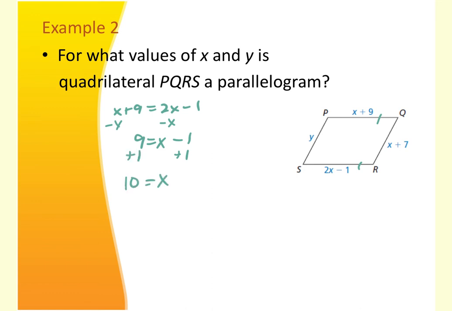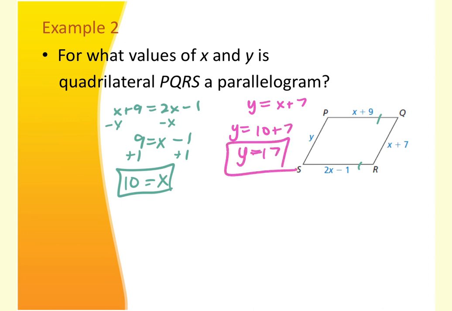So if x is 10, y would have to equal x plus 7, which means y would have to equal 10 plus 7. y would equal 17. So only if both those are true is this a parallelogram, because then the opposite sides are congruent.